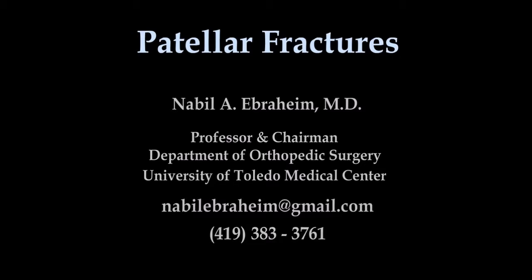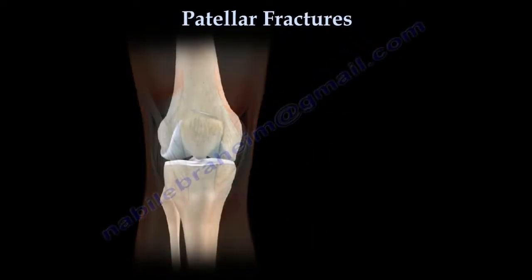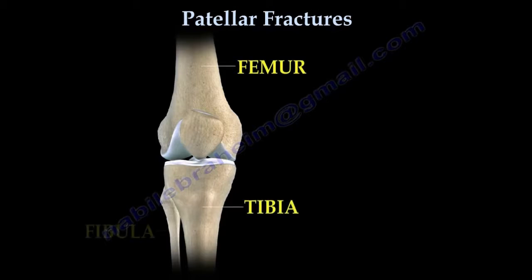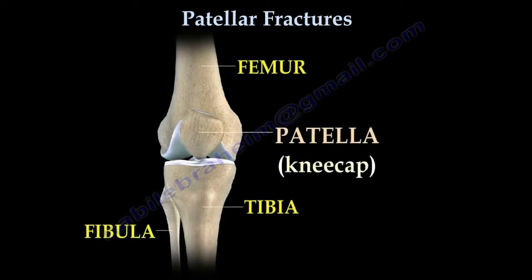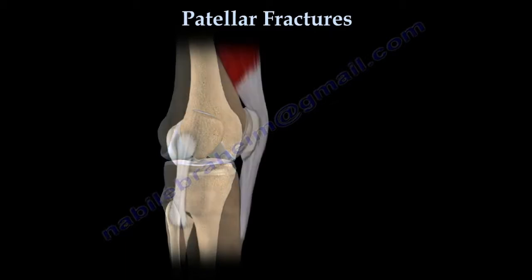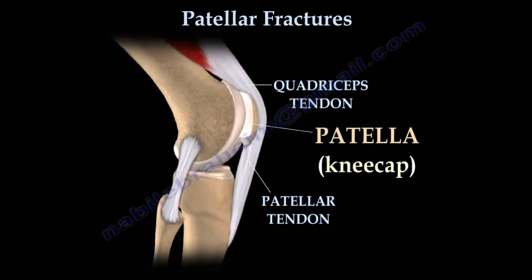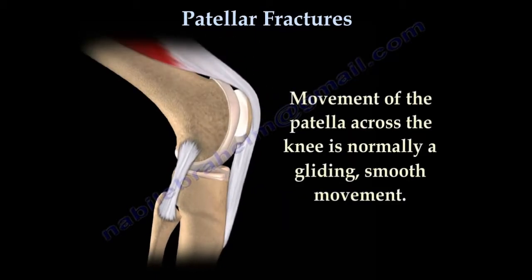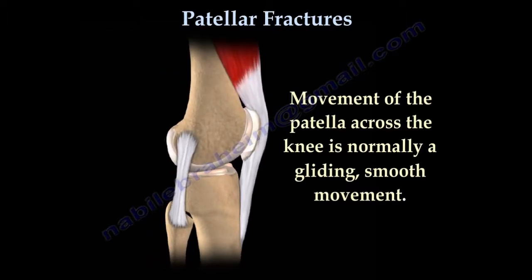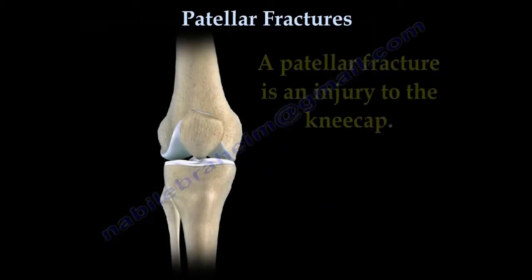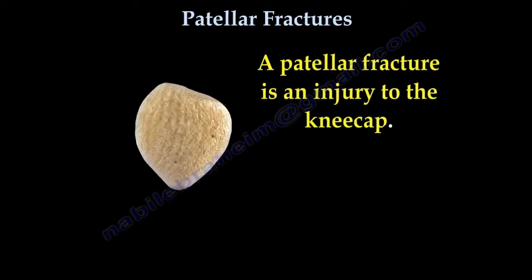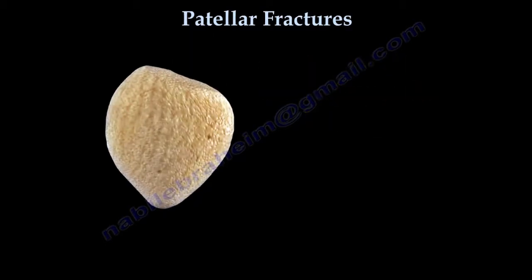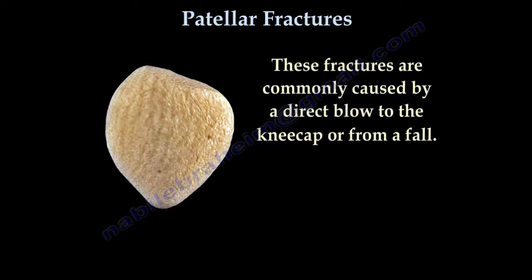Patellar fractures. Basic anatomy. You can see the femur, the tibia, the fibula, and the patella, which we call the kneecap. The kneecap is attached to the quadriceps tendon at the top and to the patellar tendon at the bottom. Movement of the patella across the knee is normally a gliding, smooth movement. A patellar fracture is an injury to the kneecap. These fractures are commonly caused by a direct blow to the kneecap or from a fall.